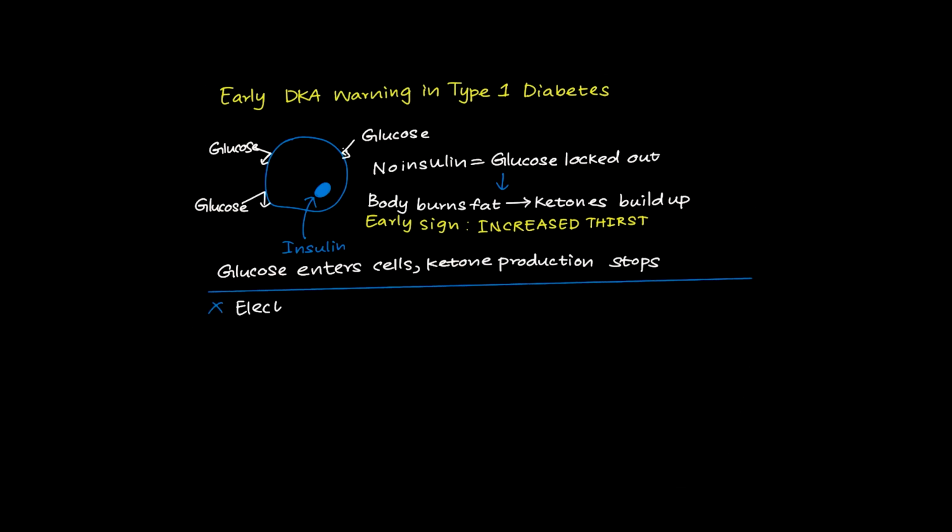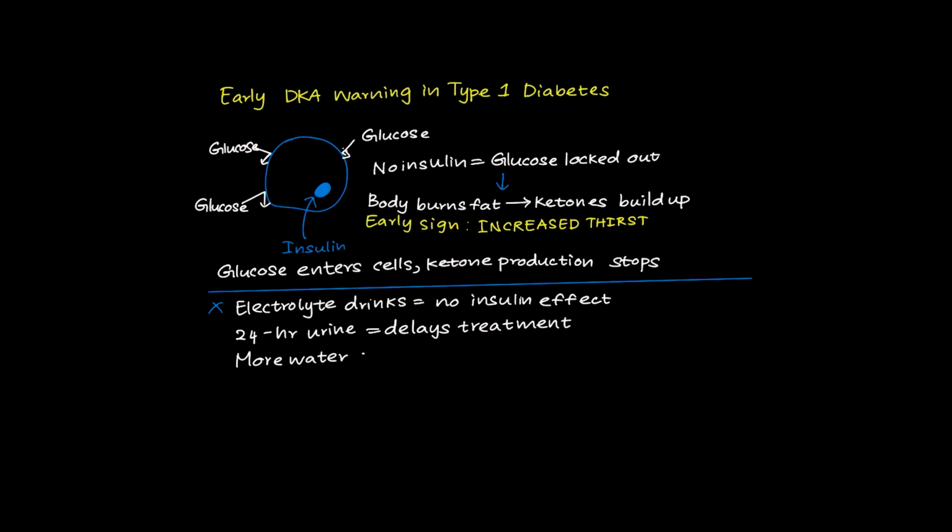Electrolyte drinks don't fix insulin deficiency. Measuring urine output for 24 hours? That's a stalling action when the client needs treatment now. More water helps with dehydration a little, but it doesn't touch the metabolic crisis.